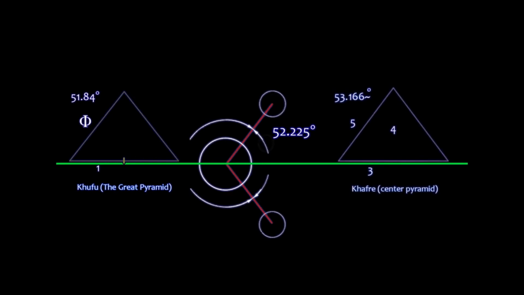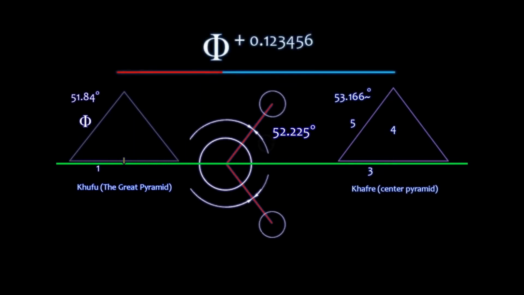And here is the center pyramid of 53.166 degrees based on a 3-4-5 triangle. The angle of hydrogen is located between the two at the golden section, plus 0.123456 degrees.